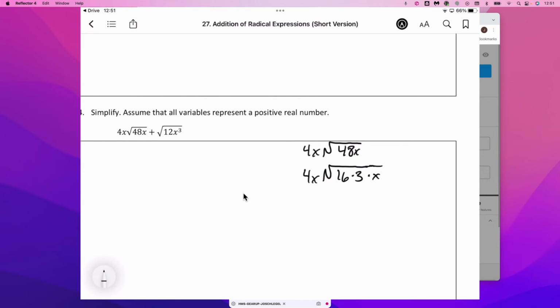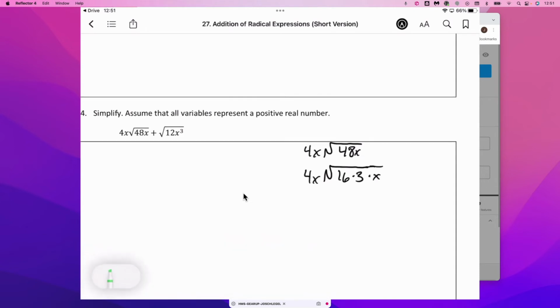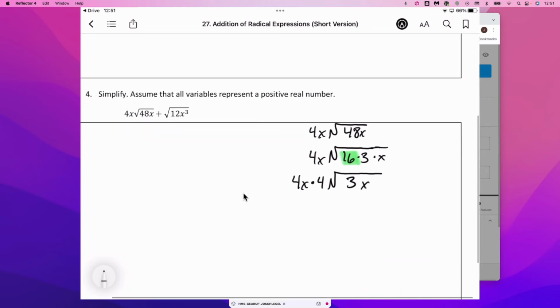So the square root of 16 is what we're pulling out. And when we pull this 4 out, it gets multiplied by whatever's on the outside. So we'll have 4x times 4, square root of 3x. And so 4x times 4 is going to make 16x times the square root of 3x.